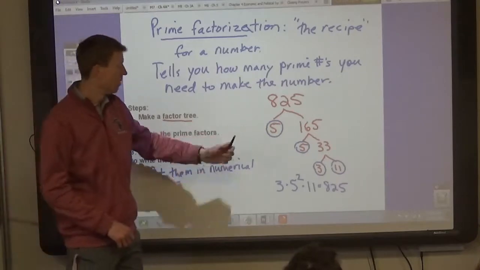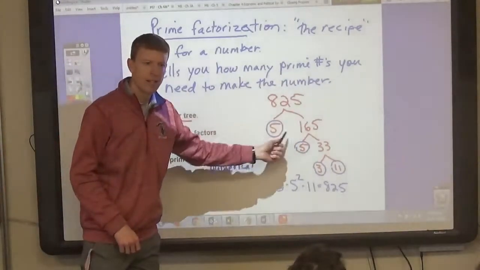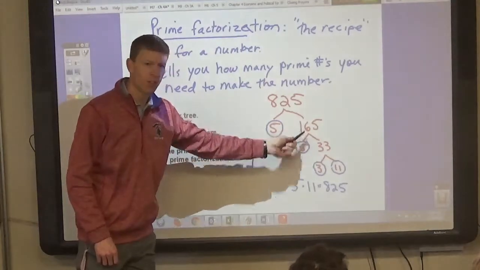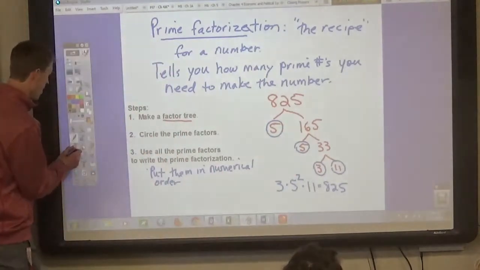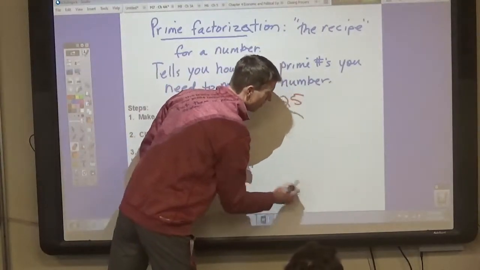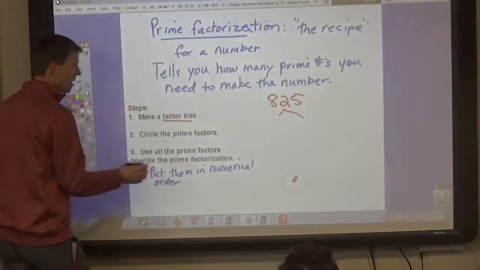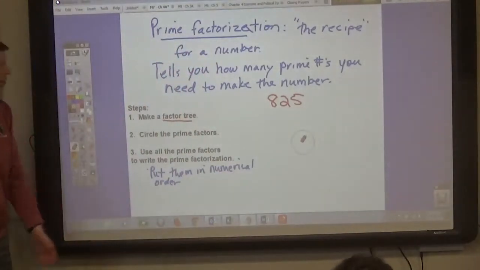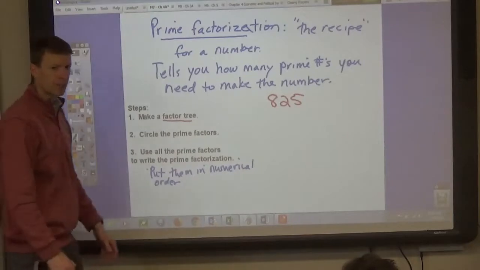Now, how do you find these numbers, class? Look, how would you find these numbers? The first set. Let me start over on this. So let's say that we're starting and you're given the number 825. Where do you start to find the prime factorization?